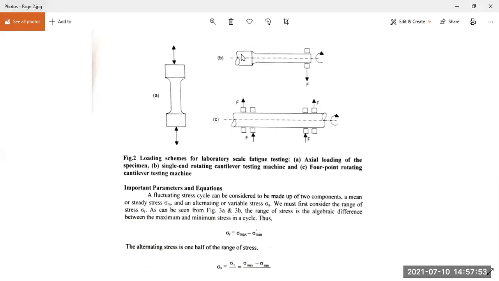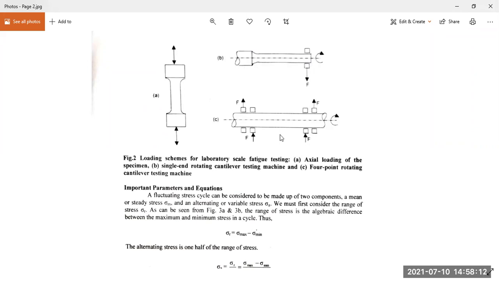Here, one end is fixed and the load is already applied at the other end, and it is just being rotated. It's cycled as well against the rotation itself, and it fails after a certain number of cycles.